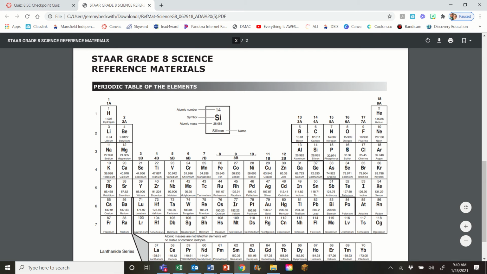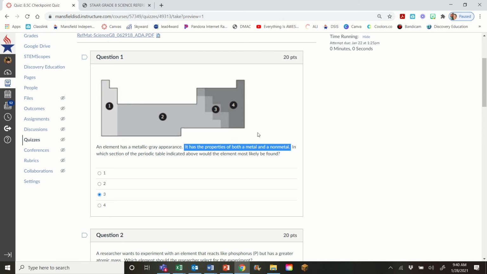And so when you look at that and then you compare it back to the graphic that you're given, then it becomes obvious that section number 3 is where our metalloids are located. Section 4 is where our nonmetals are, and section 1 and 2 are actually both metals.